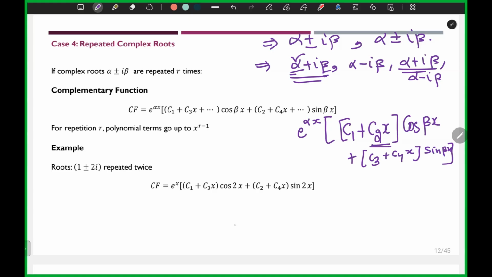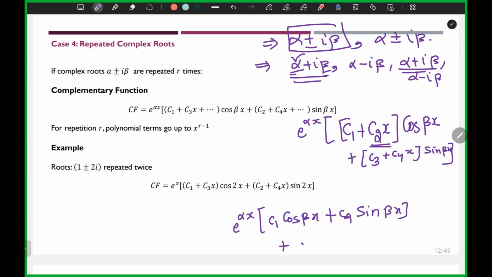If we do the same thing, like e to the power alpha x times c1 cos beta x for this type, and also for the second part you do the same thing, c3 cos beta x plus c4 sin beta x. So you do the same thing. c1 plus c3 becomes a new constant.